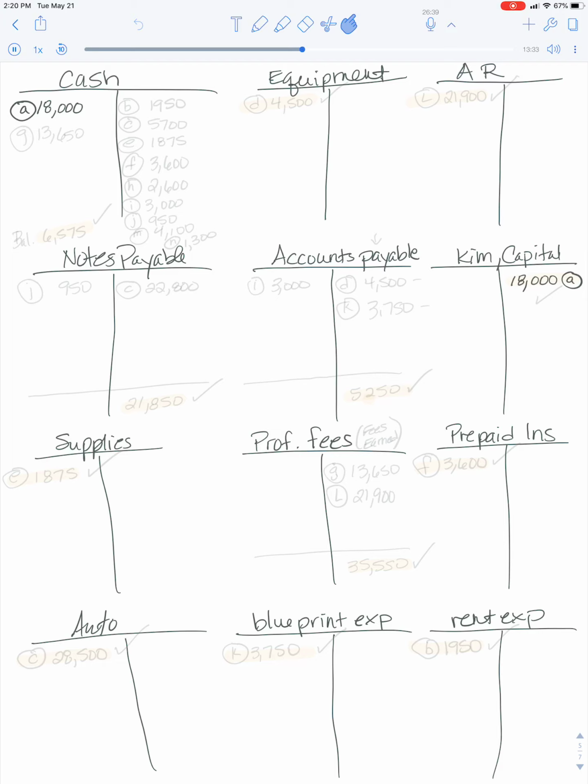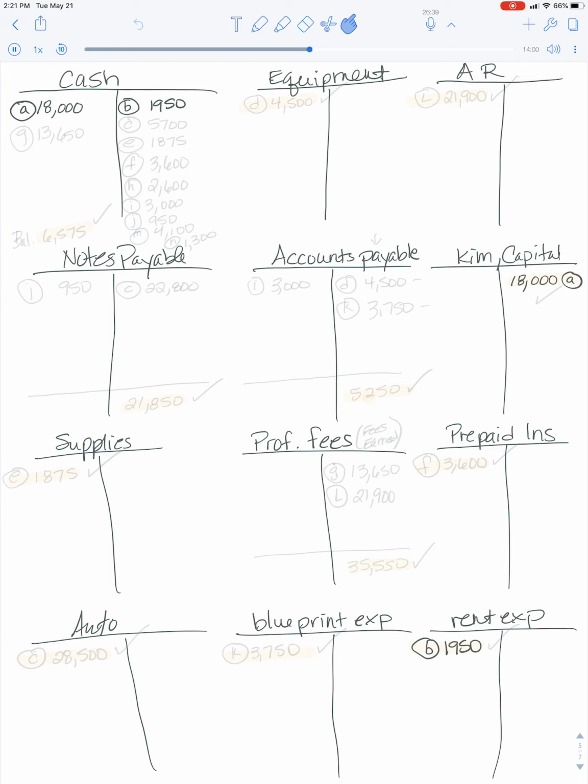Okay, B, we paid some rent for office and workroom. So cash went down, so we're going to credit our cash this time for $19.50, and we're going to debit our rent expense, to describe what we did with that money.